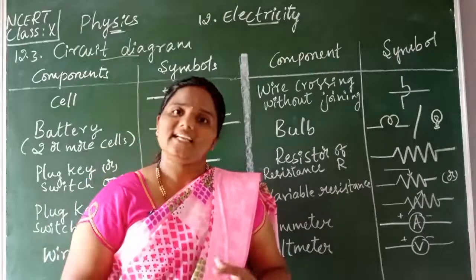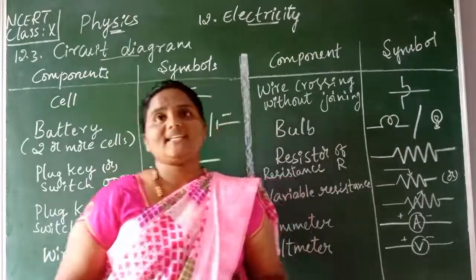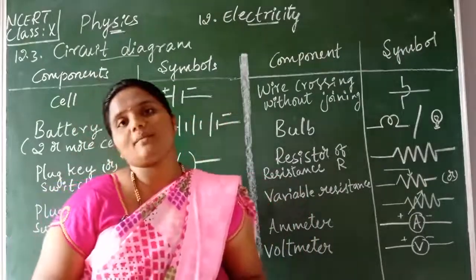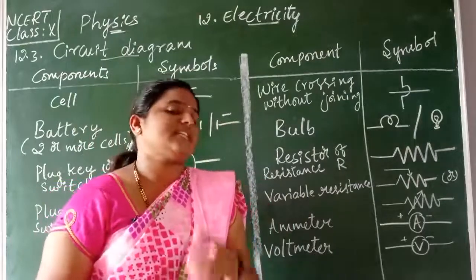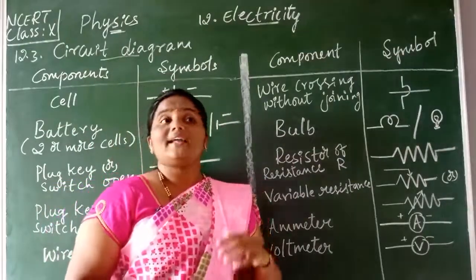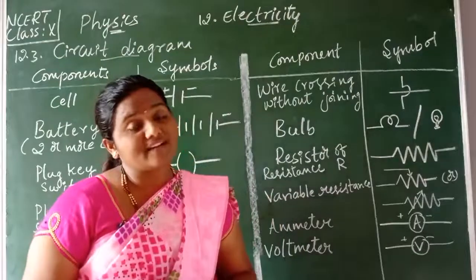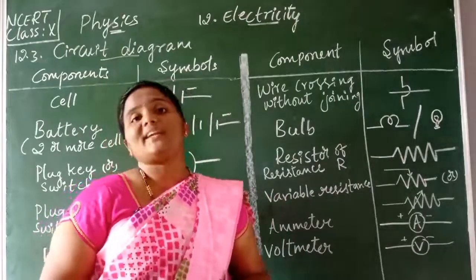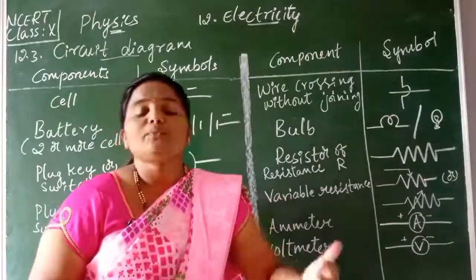CRT class 10th, chapter number 12, electricity. Children, so far we discussed what electric current means, what an electric circuit means, and electric potential and potential difference, and we have also solved a few numerical problems based upon those topics.